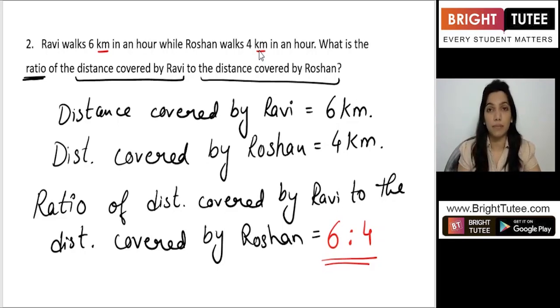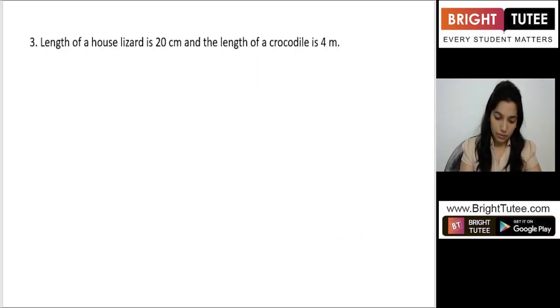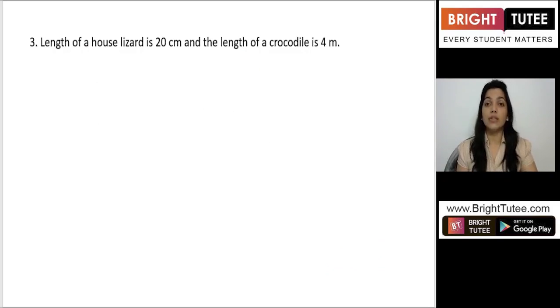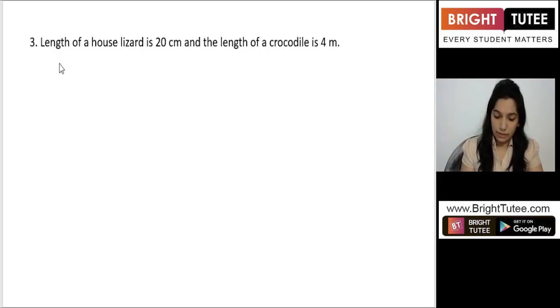But whatever unit is given to you, it should be same. Okay, now here it is given length of a house lizard is 20 centimeters. Okay, and the length of a crocodile is 4 meters. So what do you think? How can we write the ratio of the length of the lizard to the length of the crocodile? Let me write it here.